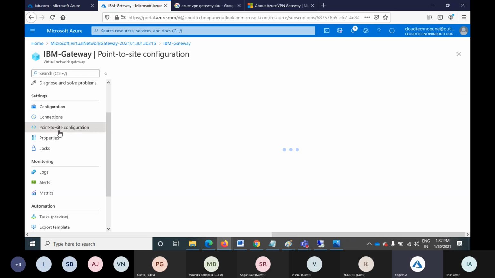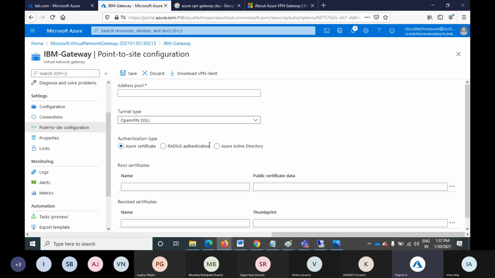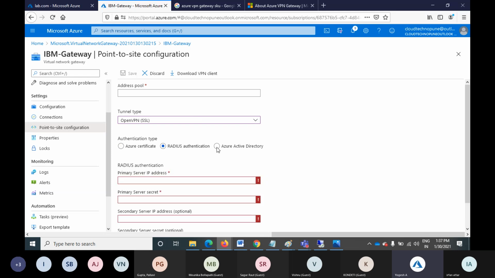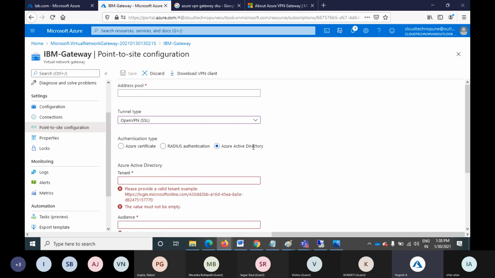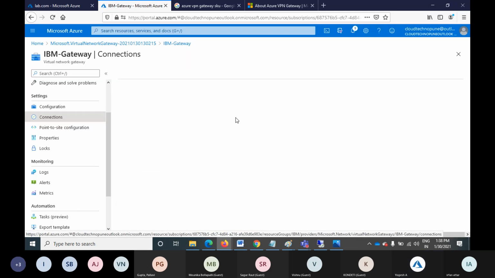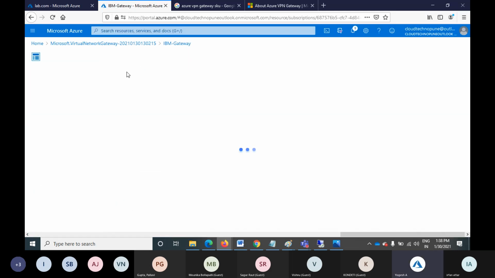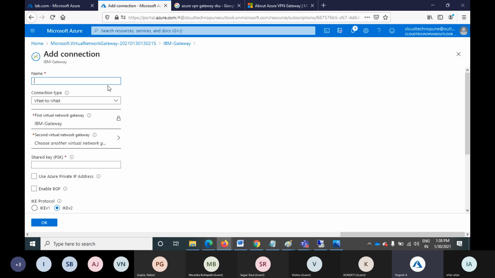Under the point-to-site configuration, there are three options, which we will discuss probably next week: Azure certificate-based authentication, Radius server-based authentication, and Azure Active Directory-based authentication. We'll try to cover both Radius authentication and Azure Active Directory-based authentication next week. So let's go into the connection, and let's create a connection between IBM and HP.